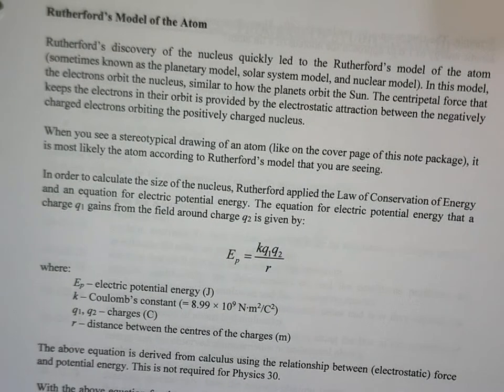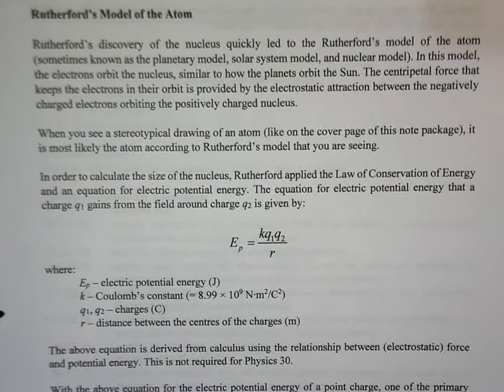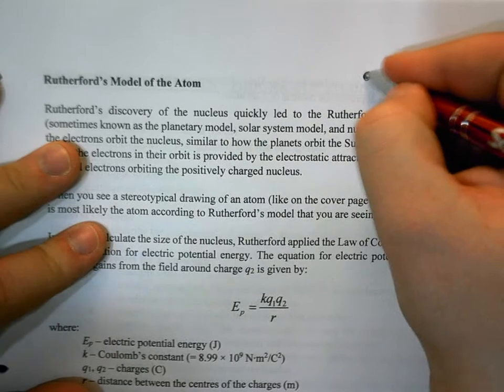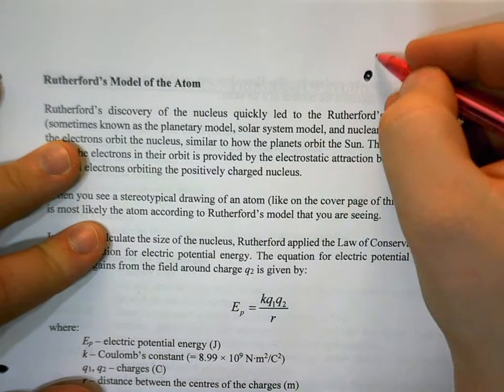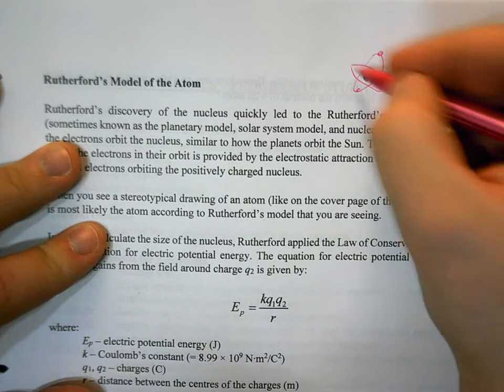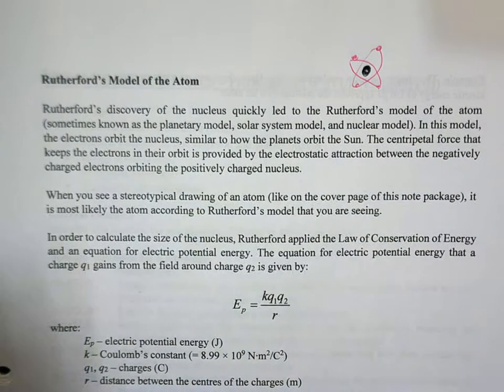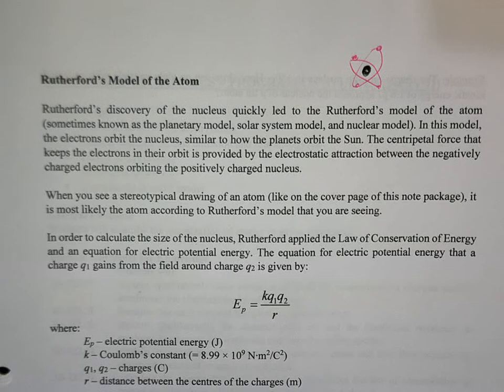So let's look a little bit more at Rutherford's model. His discovery of the nucleus basically led to the Rutherford model of the atom. Sometimes we call it the planetary model, the solar system model, or the nuclear model. Basically in this model, we have the nucleus at the center, and then we have electrons orbiting around it. When you see that stereotypical cartoony picture of the atom, like on the front cover of your notes, that's actually the Rutherford model. And most people, when they think of an atom, that's what they're thinking of. Not quite correct, but hey, it is what it is.